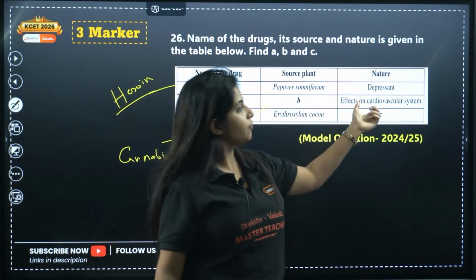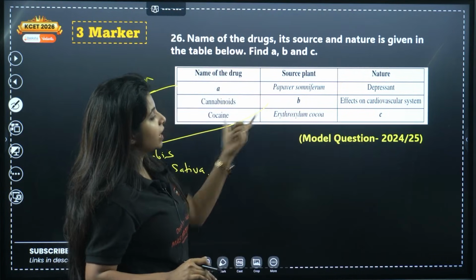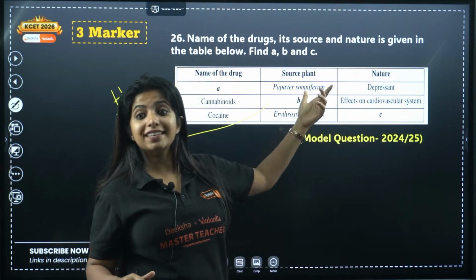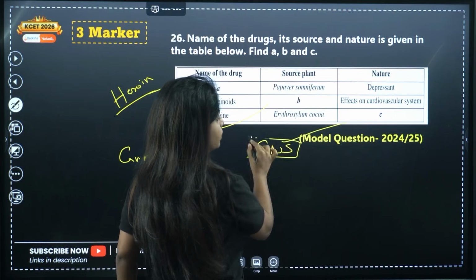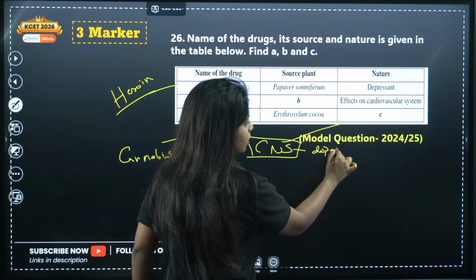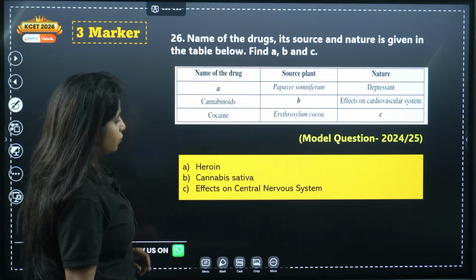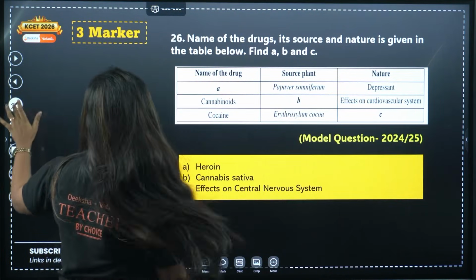Now, what is the effect? It affects the cardiovascular system. Now, cocaine is given, Erythroxylum coca is given. Nature, what does it do? It affects the CNS, central nervous system, or dopamine secretion. So basically your answer would be like this. And please mention dopamine secretion also, that will be even better.